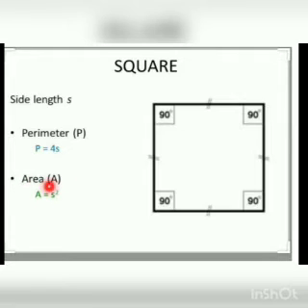Now what will be area? In rectangle it is length into breadth. Here length and breadth are same, isn't it? What is it? Side. So side into side, that is S square. Area is either S square or side into side.